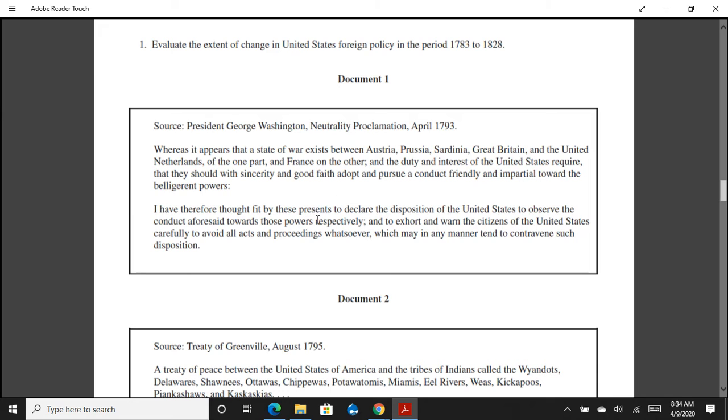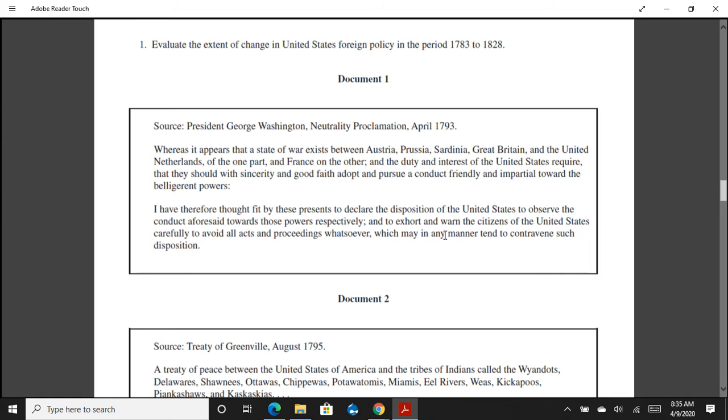"I have therefore thought fit by these presents to declare the disposition of the United States to observe the conduct aforesaid towards those powers respectively, and to exhort and warn the citizens of the U.S. carefully to avoid all acts and proceedings whatsoever which may in any manner tend to contravene such disposition." My, that's wordy. But what we know is that Washington is telling people to avoid doing anything that would contradict this stance that we are friendly and impartial to those who are fighting. So it's a proclamation of neutrality.